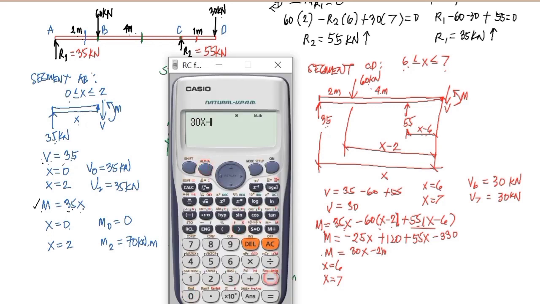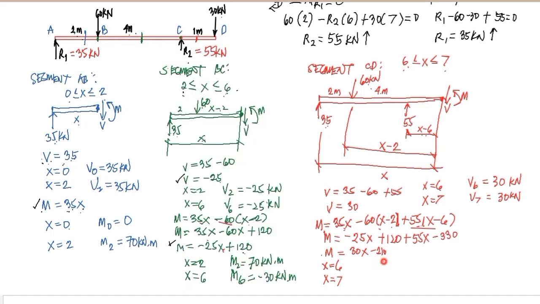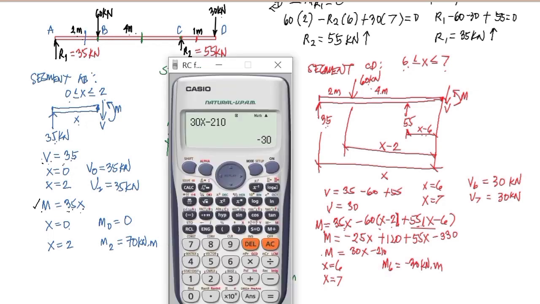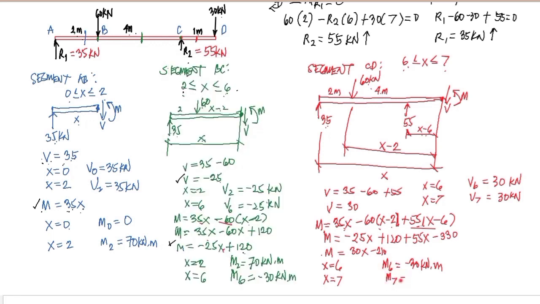That's 30x minus 210. So, for x is equal to 6, so calc 6, and we have here negative 30. So, the moment at 6 is equal to negative 30 kilonewton meter. So, at x is equal to 7, we have to calc 7, and we have here the moment is equal to 0. So, the moment at 7 is equal to 0. So, ito yung magiging pang-check natin, no? Dapat at the end, yung moment natin ay mag-0 para mag-close yung ating moment diagram.